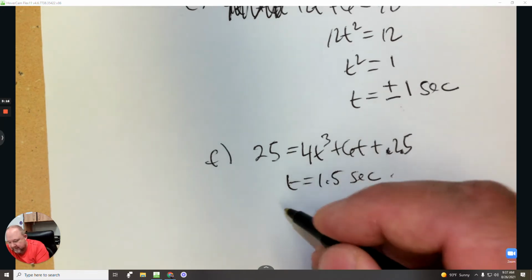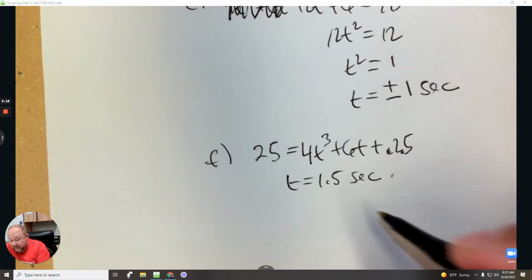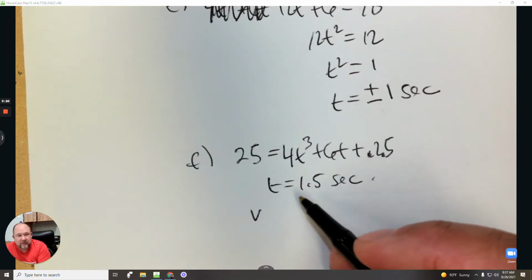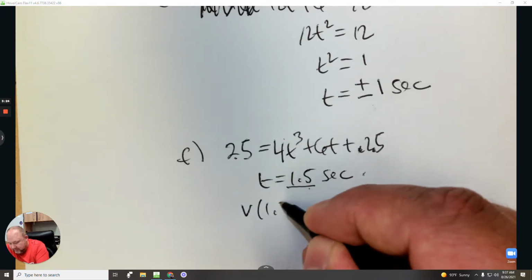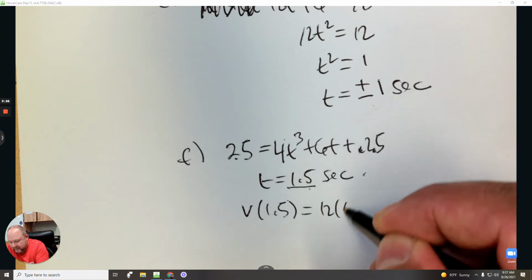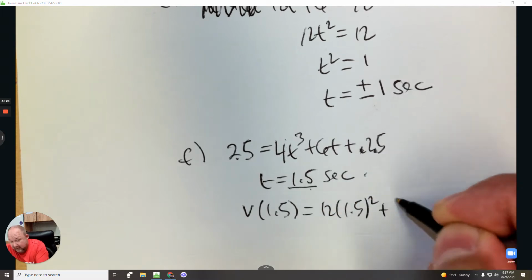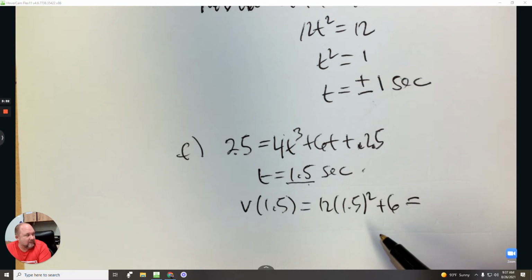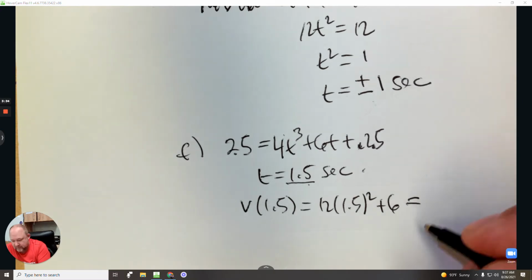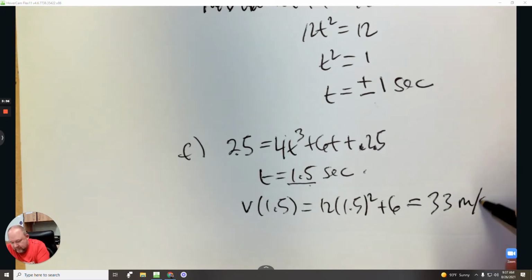Oops, that wasn't the end of the question. Now it says, what's the velocity at that time? So now that we know the time, we first had to figure out the time. Now we can plug in 1.5 into the velocity. Again, use your calculator. So just type it in, and if you did it correctly, you would get 33. And make sure you write down the units correctly.